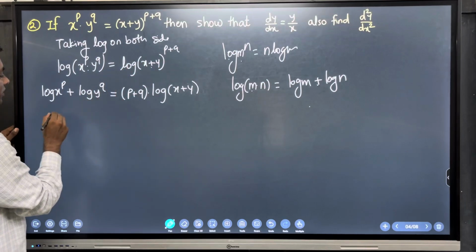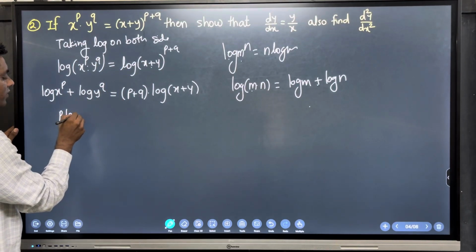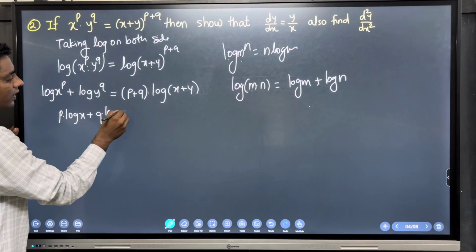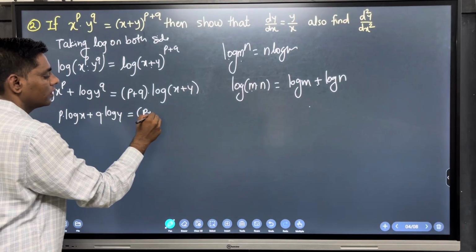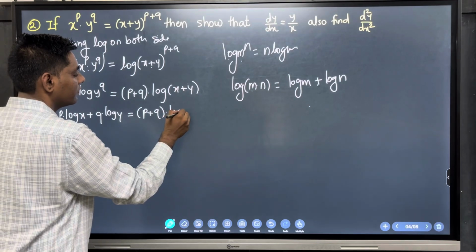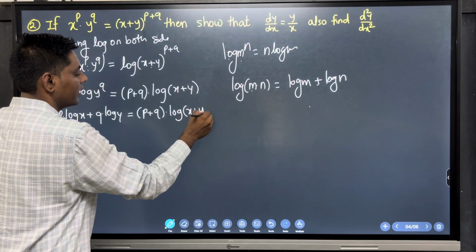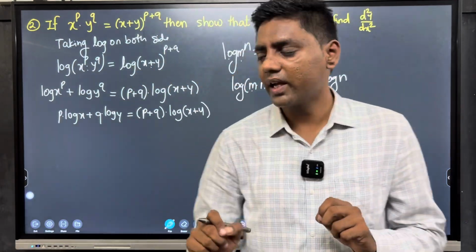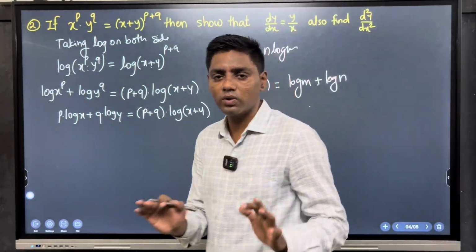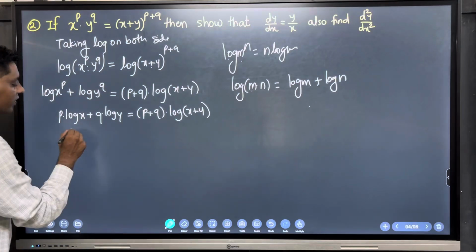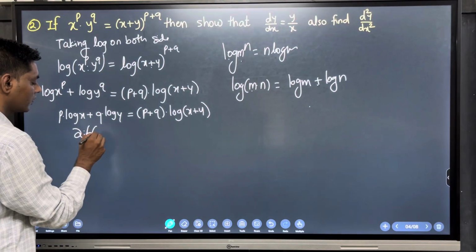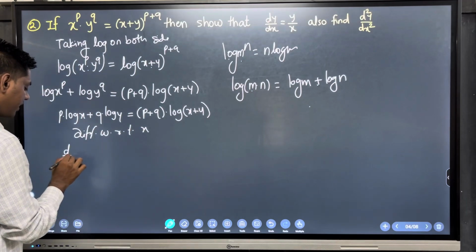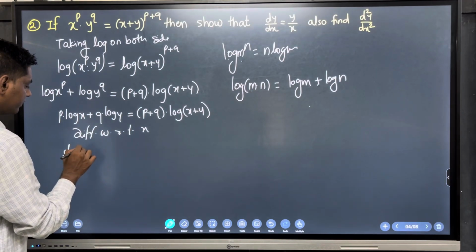And after that apply here the exponent property. So p into log x plus q into log of y equals p plus q into log of x plus y. So we complete simplifying the question, and after that, just by taking the derivative of this equation, we solve the question completely. So here differentiate with respect to x, so apply d by dx on both sides.